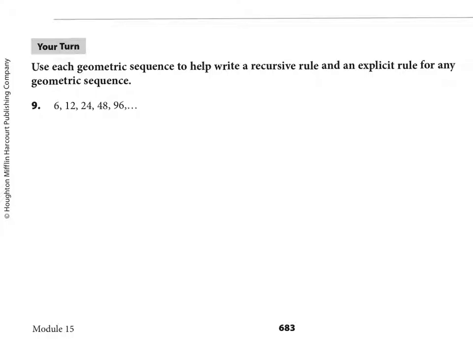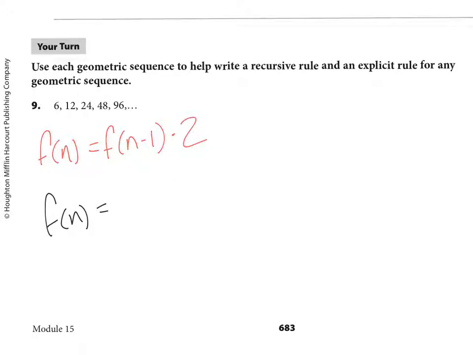So, recursive rule. F of n equals what? F of n minus 1, because it's always based on the previous term, times r, which in this case is 2. Good. So at this point, we should be able to find the common ratio pretty easily, yes? Yeah. Okay. So our explicit formula is f of n equals 6, our term 1, times 2, our common ratio, raised to the n minus 1 power. Good.